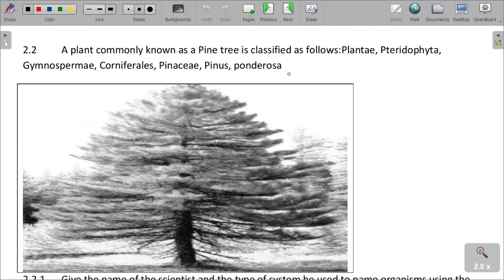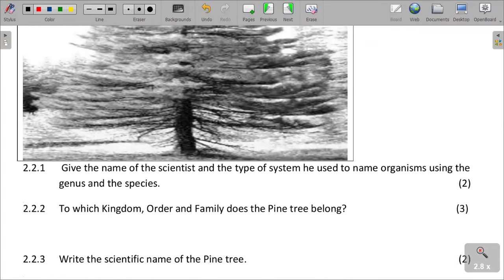And then we have got a plant commonly known as the pine tree, classified as Plantae. It is also a gymnosperm. We could also have the Coniferales, the Pinaceae, and also we have got the Pinus, and also the ponderosa. That is a plant classification. So let me see, 1, 2, 3, 4, 5, 6, 7. These are the various classifications that can be found there.